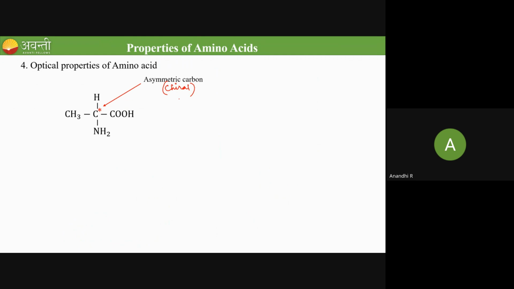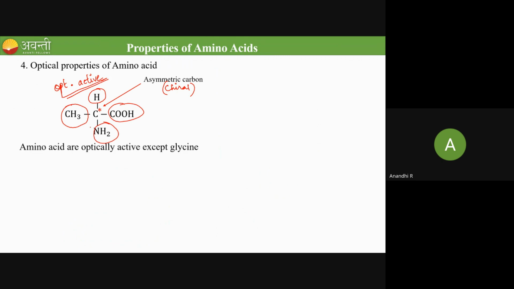And all the chiral carbon containing compounds are optically active in nature. Yes, good. So since this particular amino acid is attached with 4 different atoms or groups, you can see the 4 different parts. One is CH3, the other one is H, COOH and NH2, right? So it is a chiral system which is optically active. So amino acids are optically active except glycine.